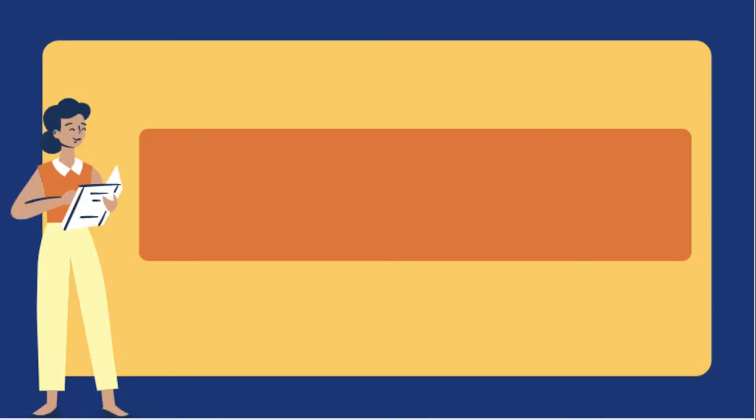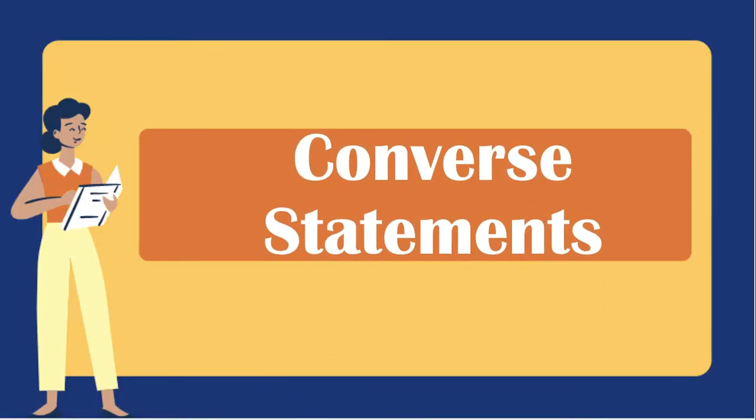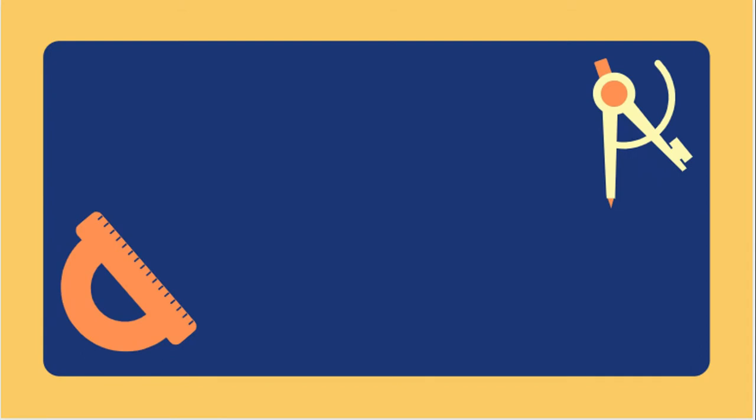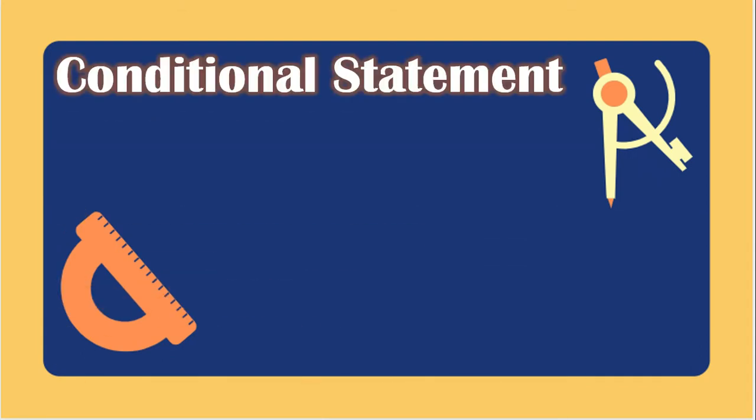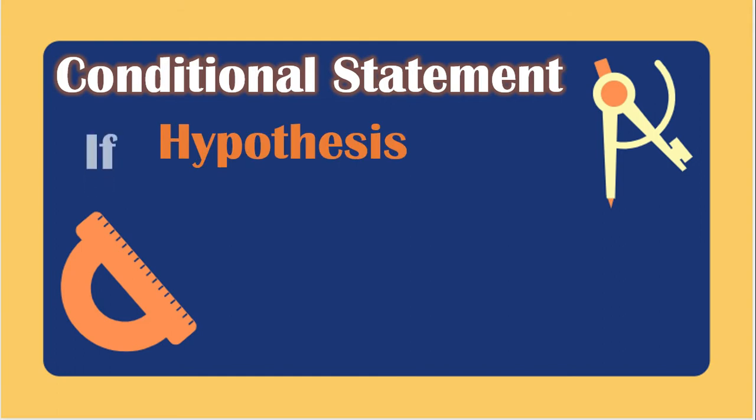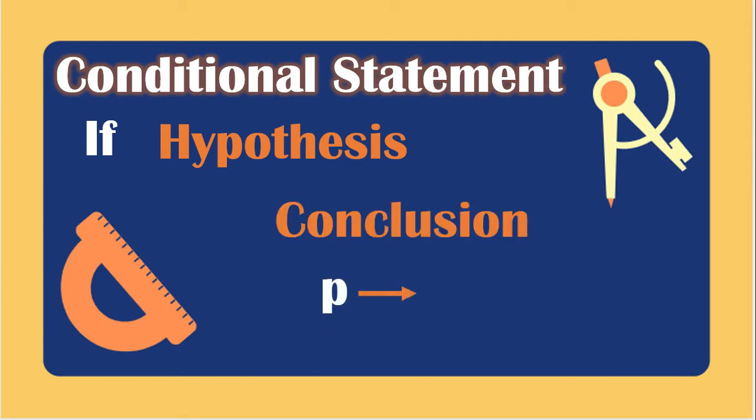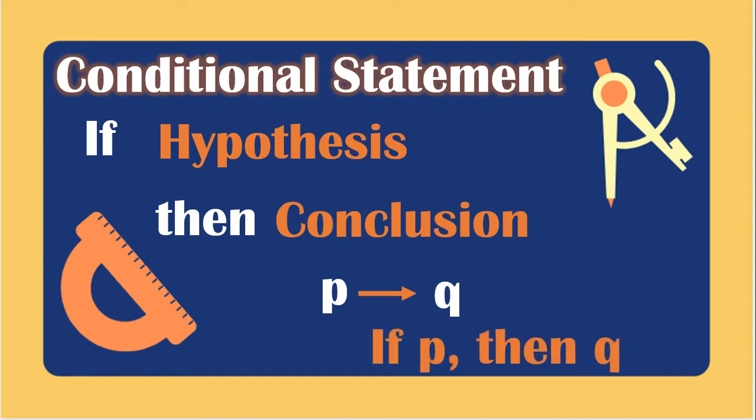The second kind of if-then statement is the converse statement. Let us review the conditional statement. In the conditional statement, the hypothesis is placed in the if part. It is denoted by the letter P. It implies the conclusion, which is in the then part, denoted as the letter Q. So in the conditional statement, we have if P, then Q.